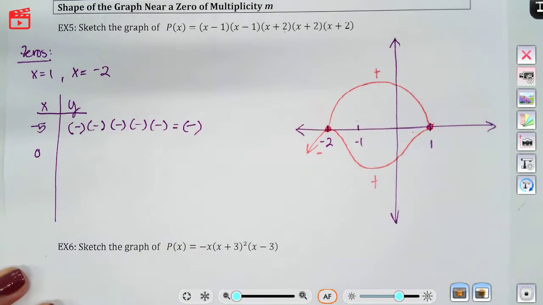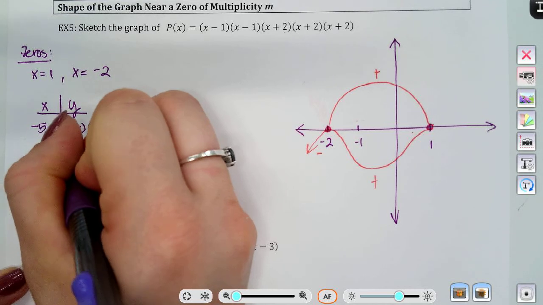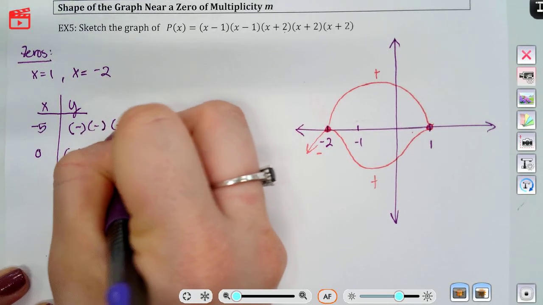Go ahead and see if you can plug in those test points and see what the signs would end up being. All right, working with the test points, I'm going to go with, it gets negative, negative, and then the rest of them are all positive.